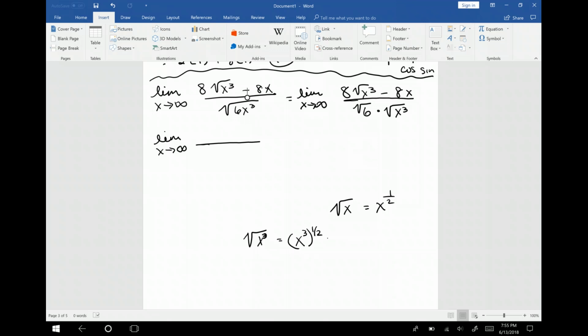So really that's x to the 3/2 power. The square root of x cubed is really x to the 3/2 power. So let's rewrite it that way. We have 8x to the 3/2 power minus 8x divided by the square root of 6 times x to the 3/2 power. That's the same thing there.